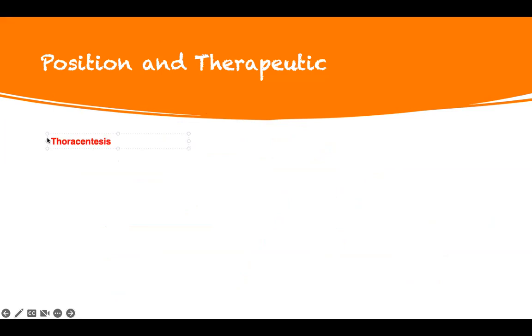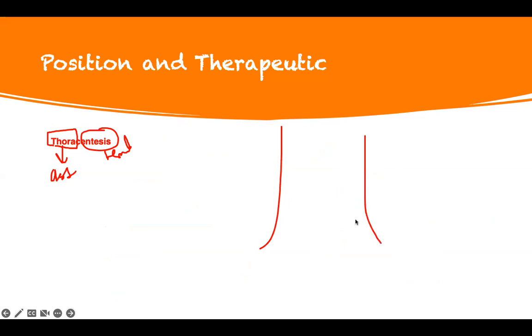Thoracentesis. Same thing that we saw with para. This is thora, thoracic, your chest. Centesis, removing fluid from your chest. So this is you. Your lungs are here. Your heart is here. Diaphragm is here. And so we want to remove fluid in here.